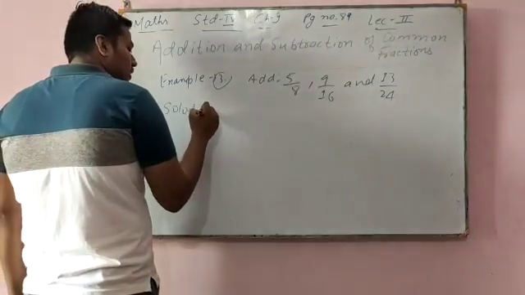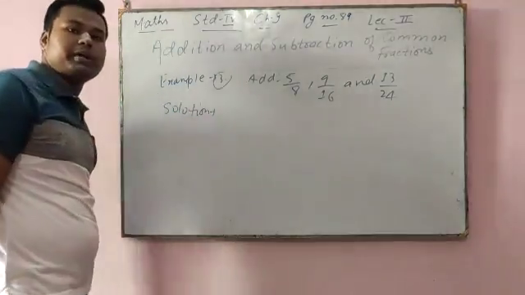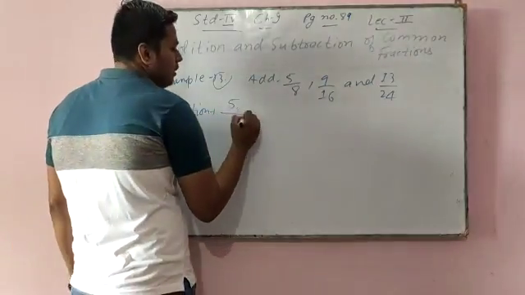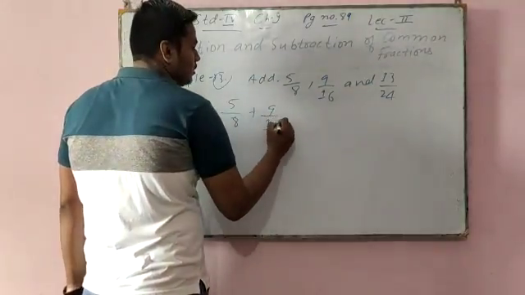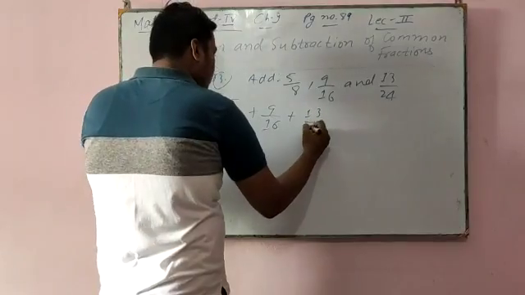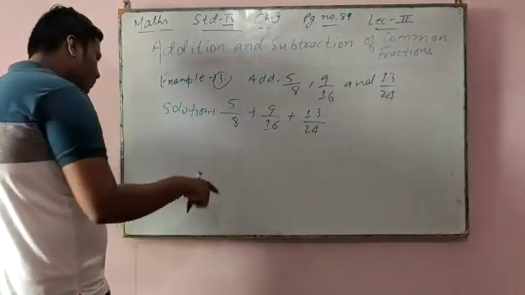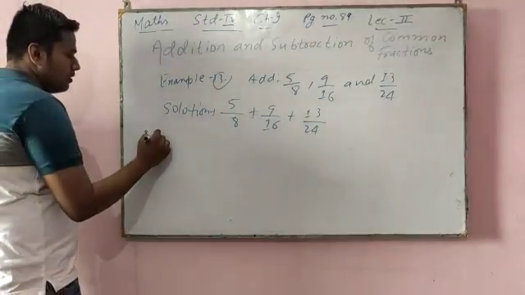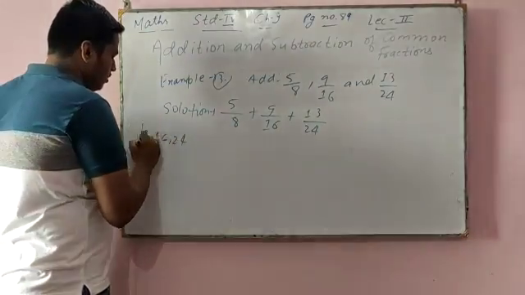I told you, in fraction addition and subtraction we compare only the denominators. So here the denominators are different: 5 by 8, 9 by 16 plus 13 by 24. That's why I told you, whether they are the same or different, you just take out the LCM. So what will be the LCM of 8, 16 and 24?